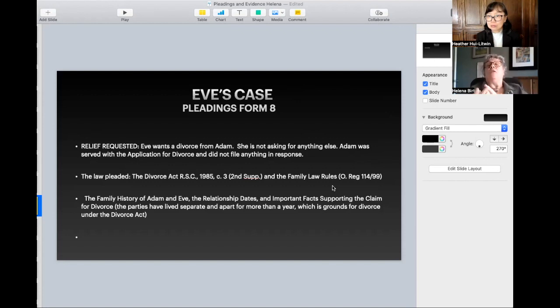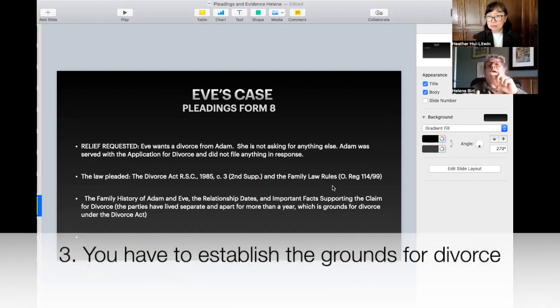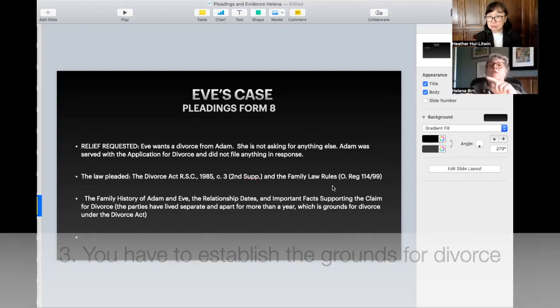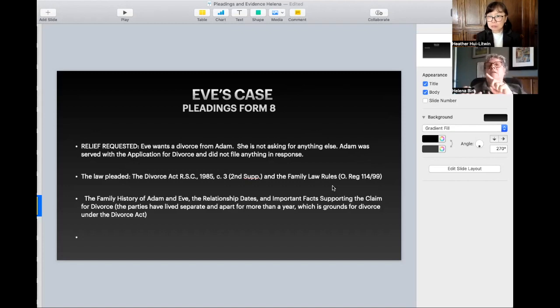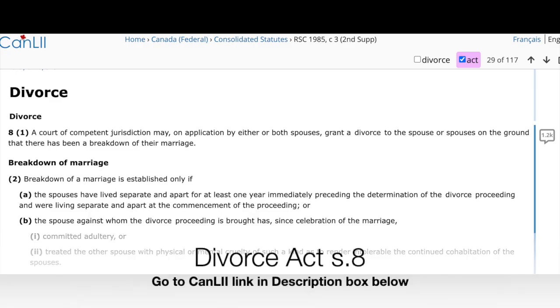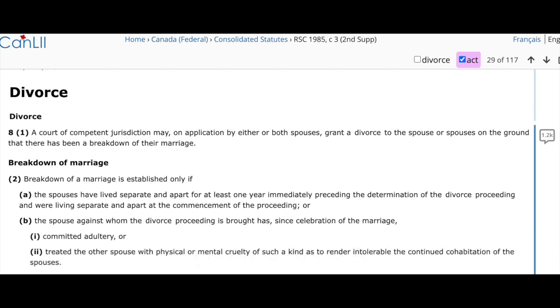The third thing: to get a divorce under the Divorce Act, you have to establish one of the grounds. Why are you entitled to divorce? The three grounds are that the other party has treated you with mental or physical cruelty of such a type as to render continued cohabitation impossible. But the more common one is actually that the parties have lived separate and apart for a year.